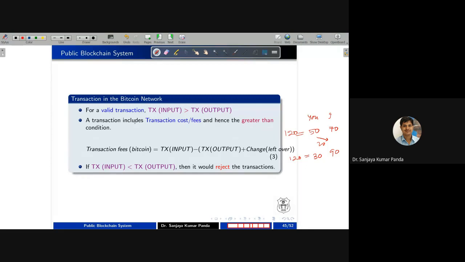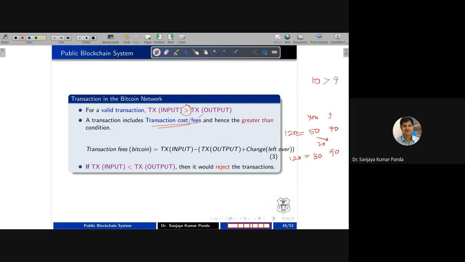In order to make a valid transaction, TX input should be greater than TX output, right? If the amount you have is more and the amount you want to spend is less, only then it is valid. And if there is any difference, that is also considered a transaction cost. That's why I have written only greater than. You have 10 rupees, but suppose you want to spend only 9 rupees. Why am I writing 10 greater than 9, and not 10 greater than or equal to 9? Because there is some transaction cost also. When you are making a particular transaction, not only are you transferring, you also have to pay the transaction fee.